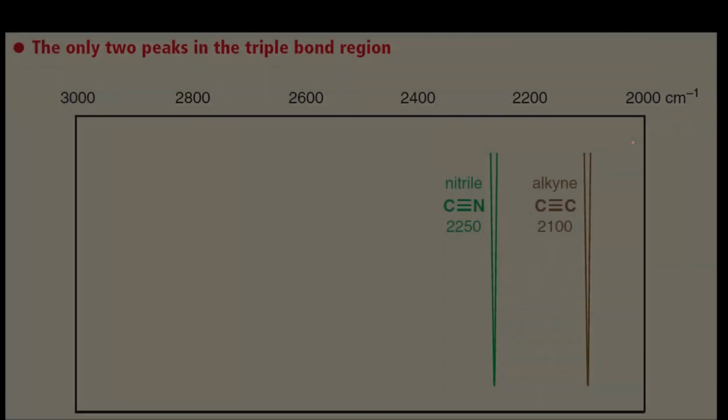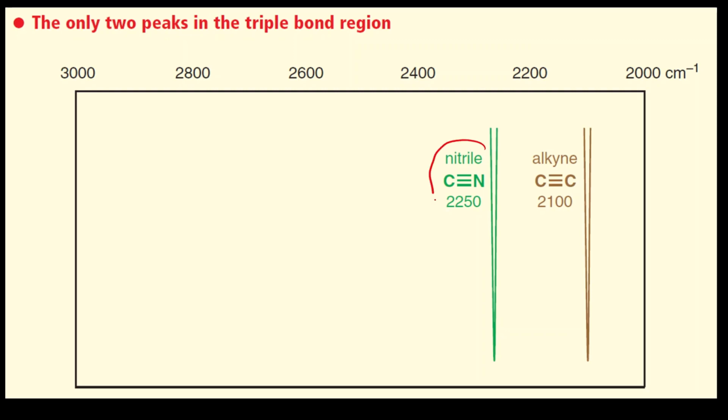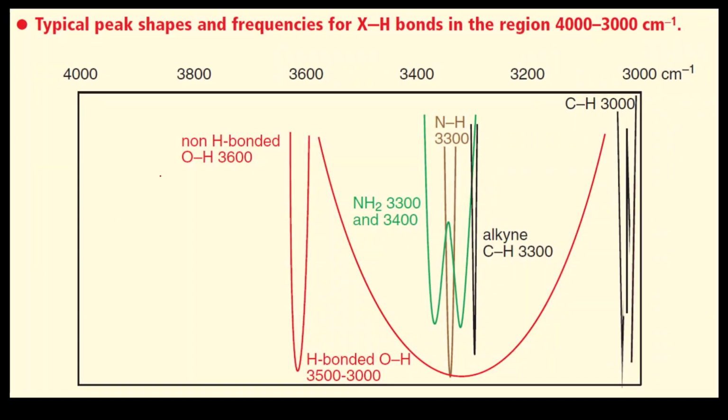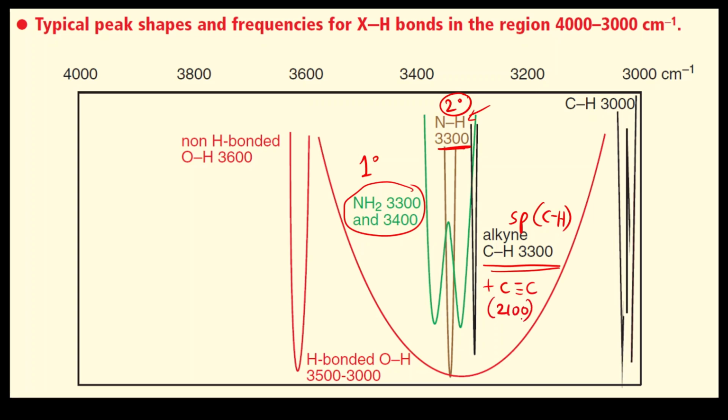So this was about alkynes. For nitrile you will get the peak at 2250, and for alkyne you will see the peak at 2100. These are the two important peaks in the triple bond region. Now a summary of all the functional groups we have seen till now. At 3300 we see three functional groups: NH of secondary amine; primary amine, where you see two peaks, a doublet, the green one; secondary amine, the brown one; and alkyne sp CH. The CH bond of alkyne is seen again at 3300, plus the carbon-carbon triple bond peak at 2100.